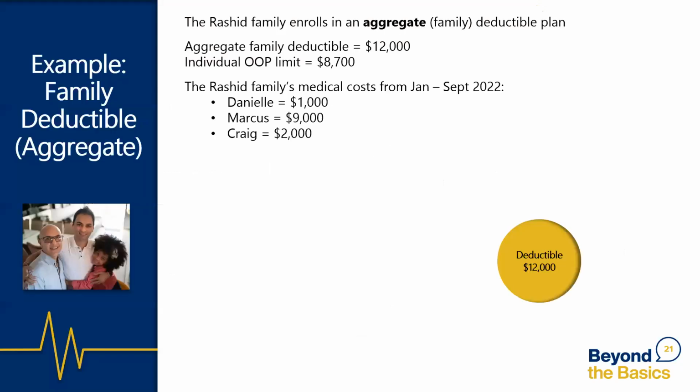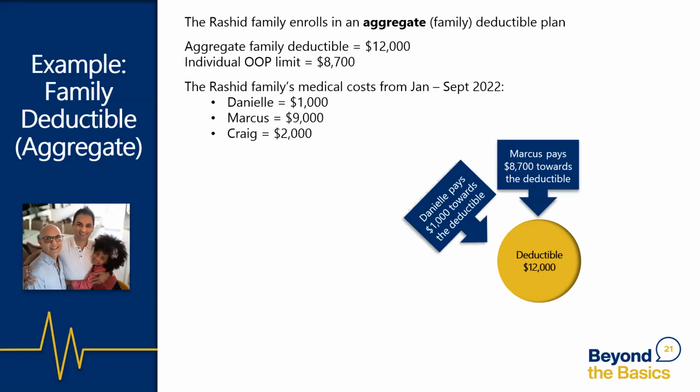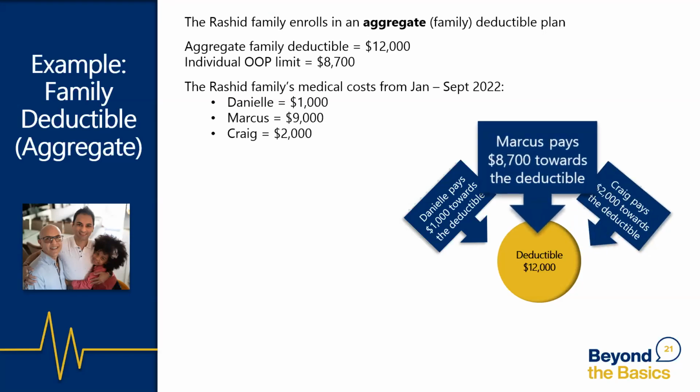So here's an example of how an aggregate family deductible would work. The Rashid family enrolls in a plan with an aggregate family deductible of $12,000. And as a reminder, the individual out-of-pocket limit is $8,700 for 2022. Between January and September, Danielle receives $1,000 in healthcare services. Marcus receives healthcare services that add up to $9,000, while Craig receives $2,000 in services.